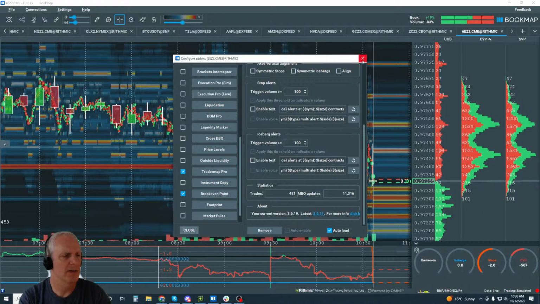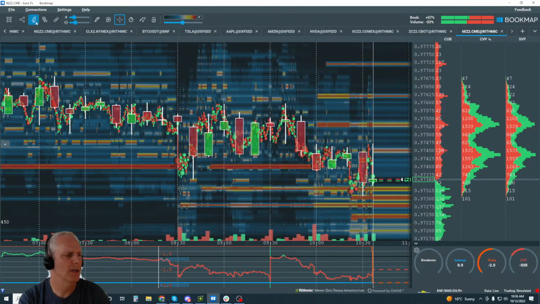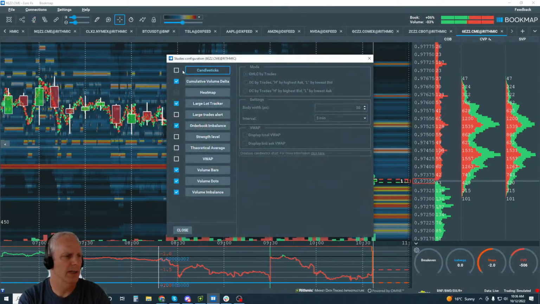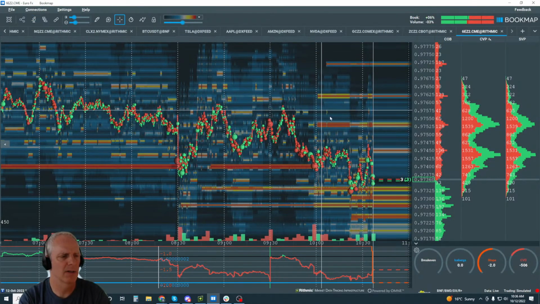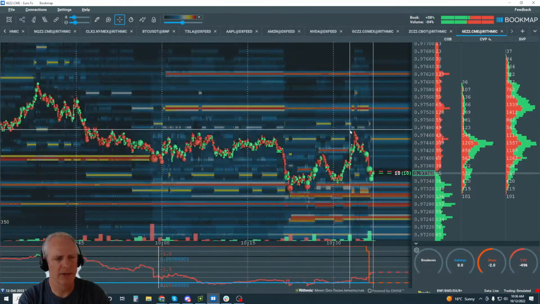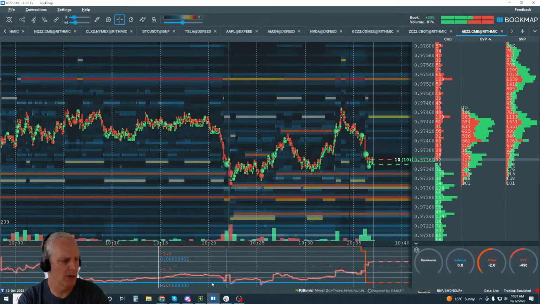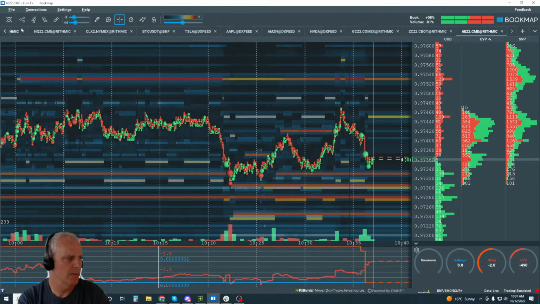Let's see here. Let's take the candlesticks off. Oh, this is the wrong one. No candlesticks. There we go. So we're seeing dollar strength, yet we're seeing the stock market going up. Okay, that's a weird one.